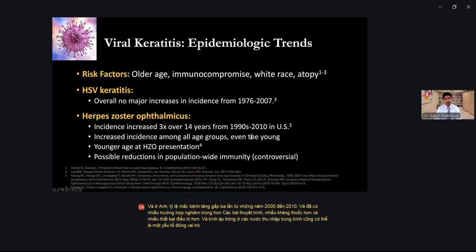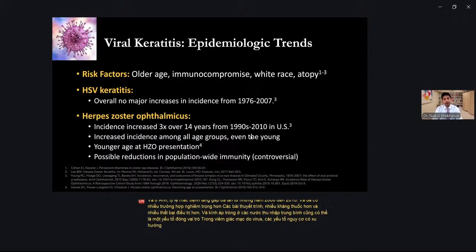In viral keratitis, risk factors tend to be older age, immune compromise, white race, and atopy. HSV keratitis has shown no major increases in incidence from 1976 to 2007. With zoster ophthalmicus, though, the story is different.